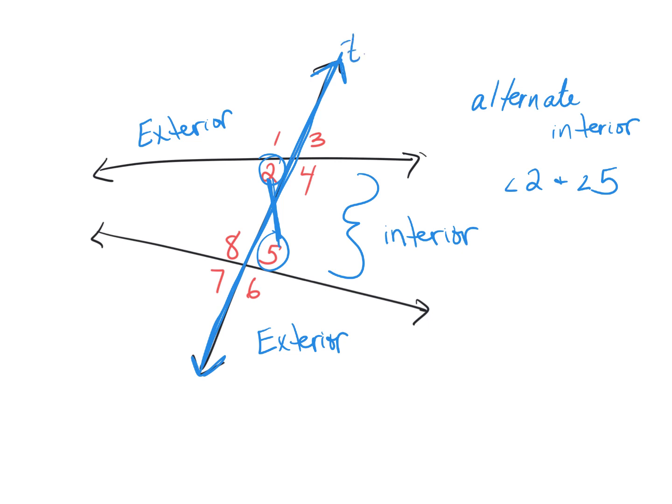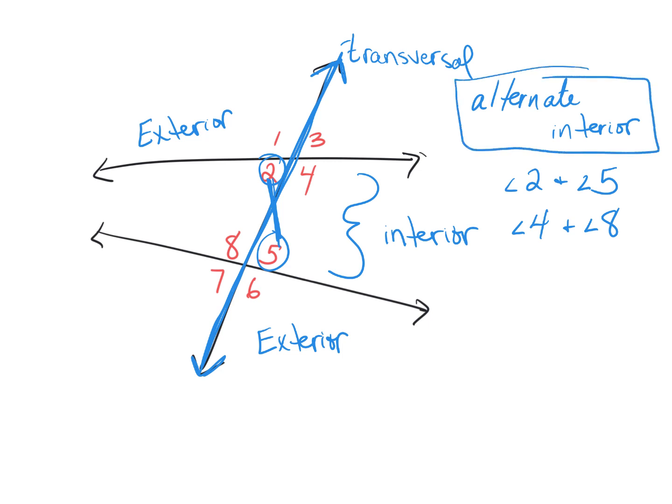Oops. Okay. The other pair, of course, would be angles 4 and 8 in this particular diagram. So that's alternate interior. Okay. We also learned about alternate exterior.